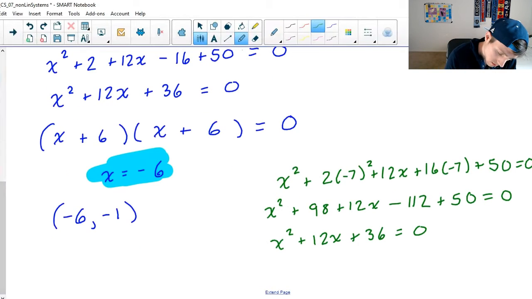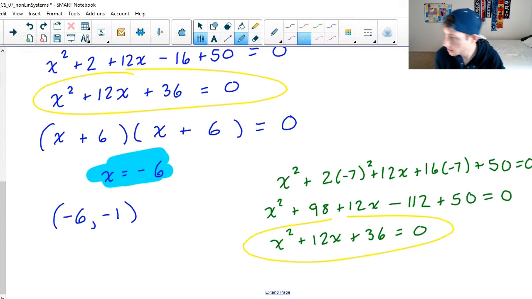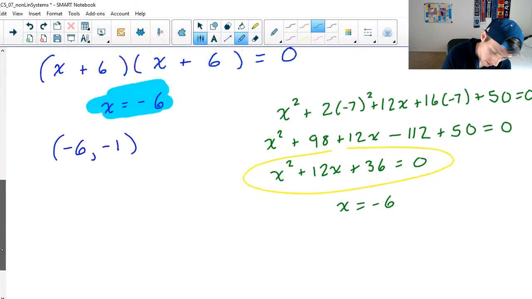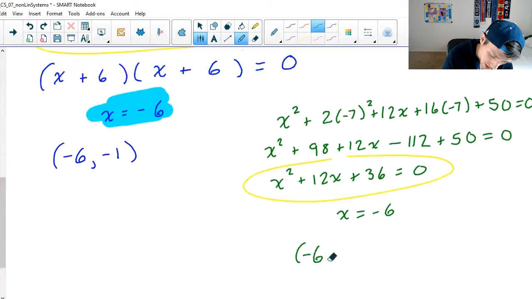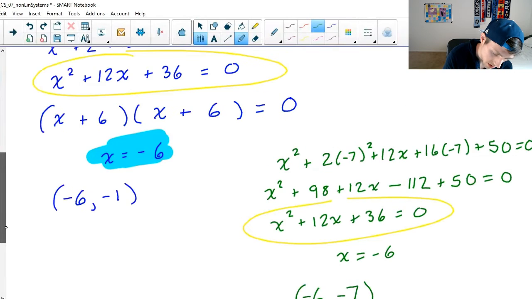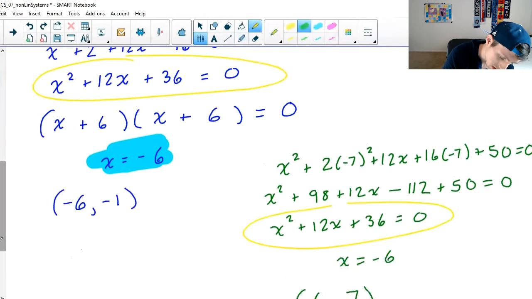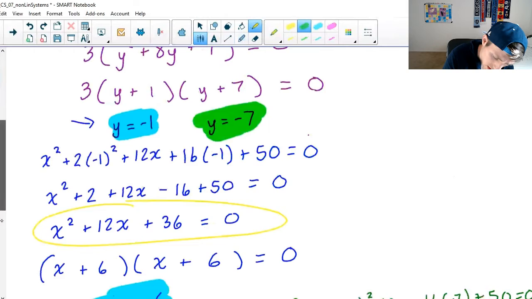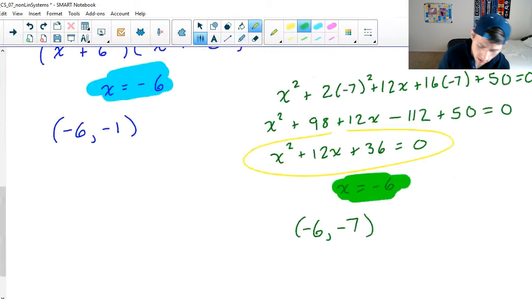All right, well, notice that we ended up getting the same thing, so I don't need to go through the same process. I know what will happen when I factor and when I solve. So again, I will get x equals negative 6. So x value negative 6, y value negative 7. All right, because we started by plugging in y equals negative 7 up here, and that got us x equals negative 6.